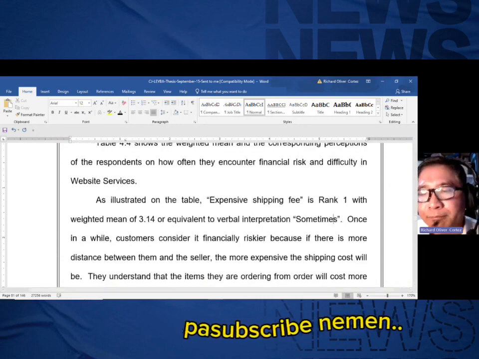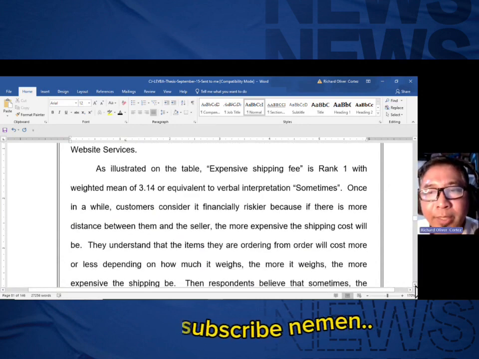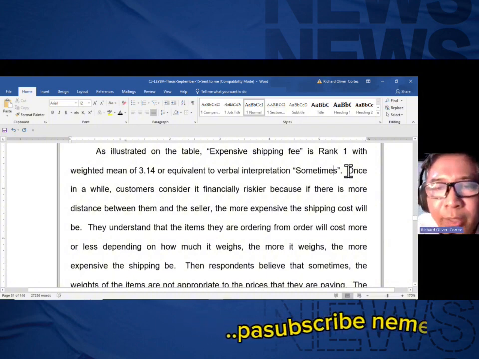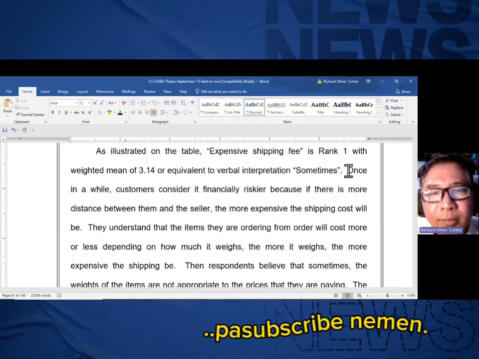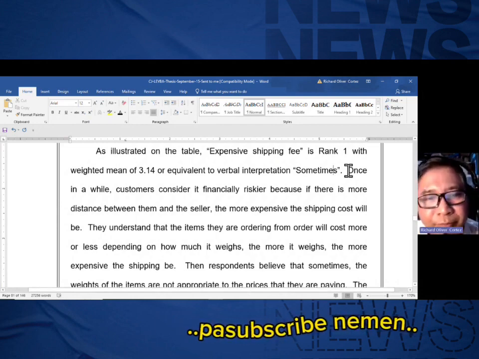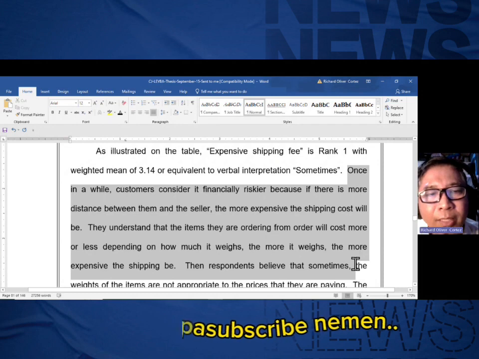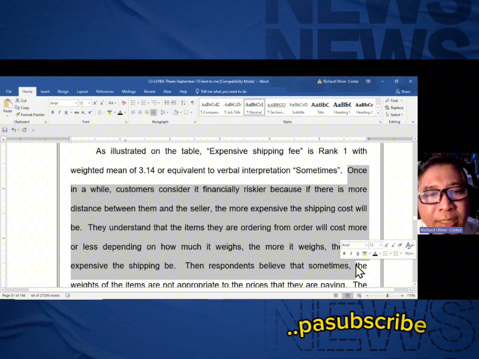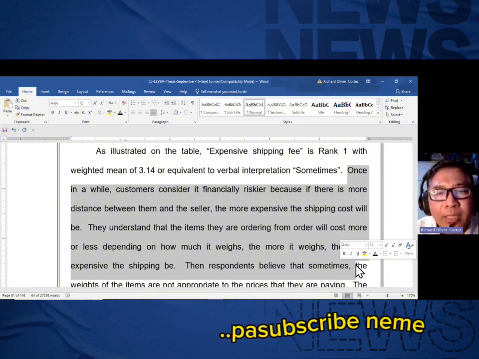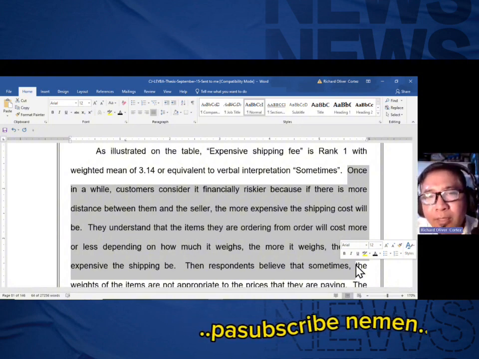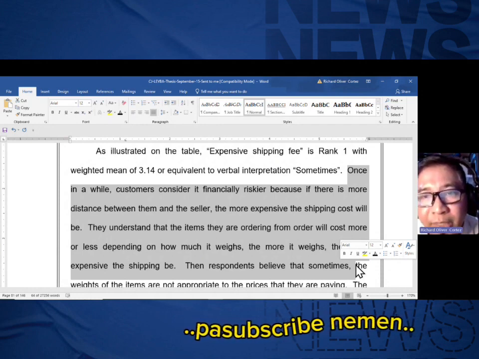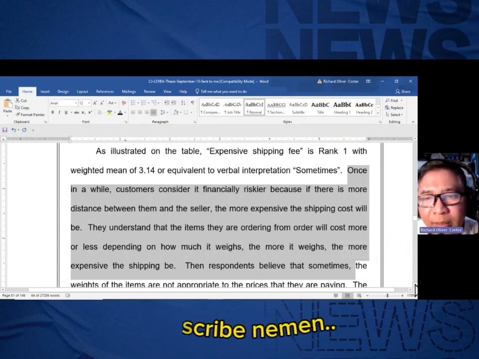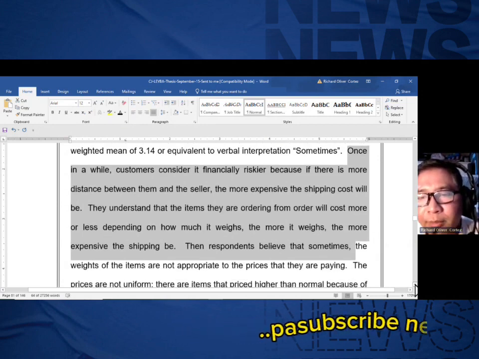Here is for your rank number 1. And you will discuss why. Bakit siyang rank number 1? Anong reason why expensive shipping fee ang number 1? So ito yung kanyang discussion. Once in a while, customers consider it financially riskier because if there is more distance between them and the seller, of course, that is very expensive shipping fee. Yan ang iyong analysis and interpretation of your rank number 1.